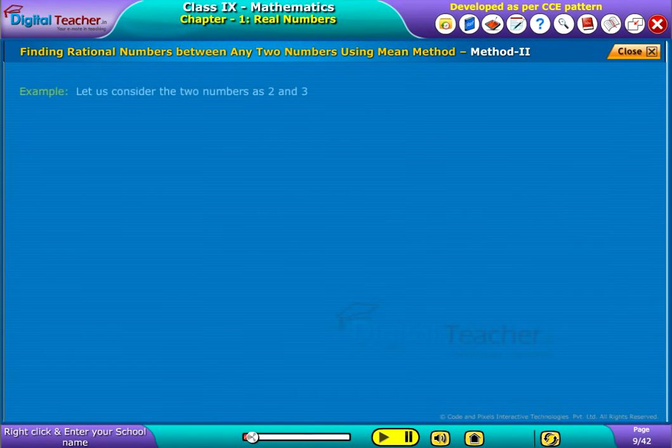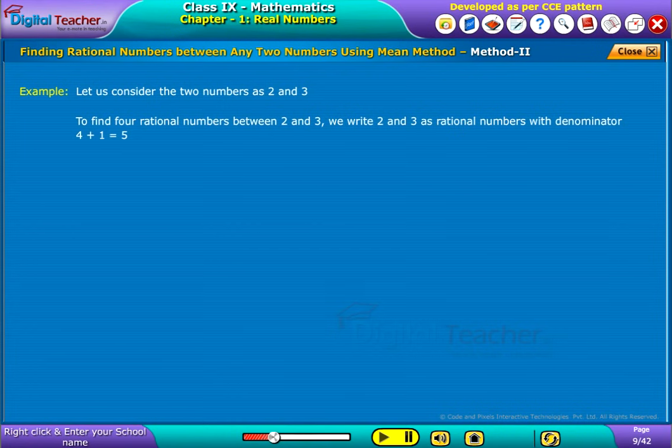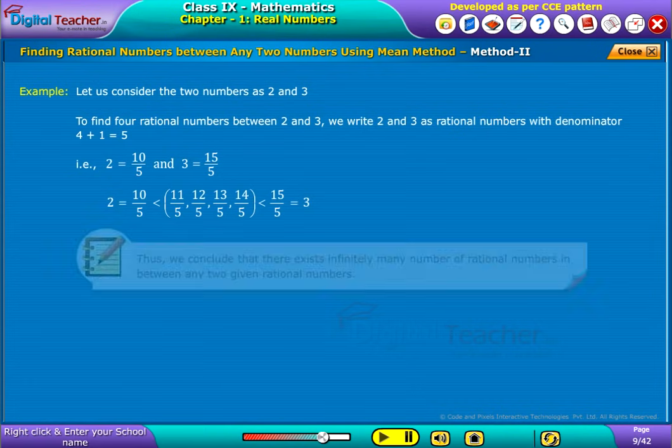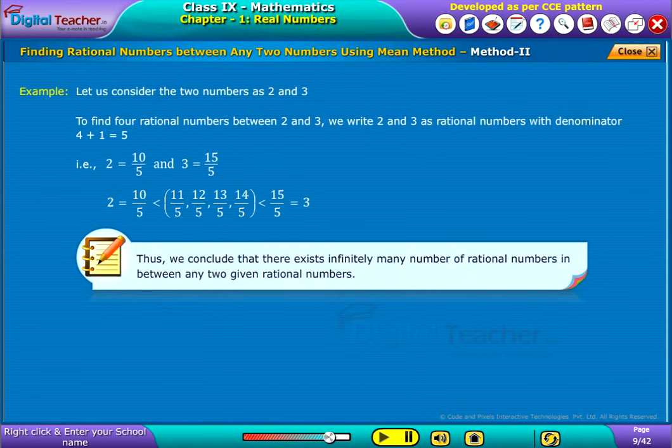Method 2. Let us consider the same numbers used in method 1. Here, to find 4 rational numbers between 2 and 3, we write 2 and 3 taking denominator as 4 plus 1 is equal to 5. That is, 2 equal to 10 by 5 and 3 equal to 15 by 5, which is further expressed as shown on screen. Note: thus, we conclude that there exists infinitely many number of rational numbers in between any two given rational numbers.